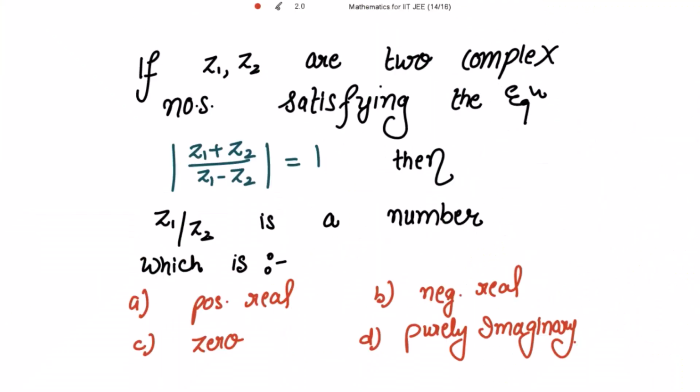If z1 and z2 are two complex numbers satisfying the equation mod of (z1 plus z2) divided by (z1 minus z2) equal to 1, then the ratio of z1 and z2 is a number which is positive real, negative real, 0 or purely imaginary. This we need to find, right?